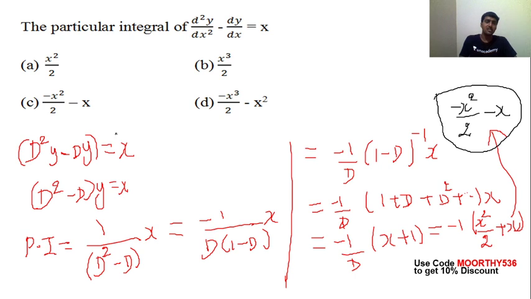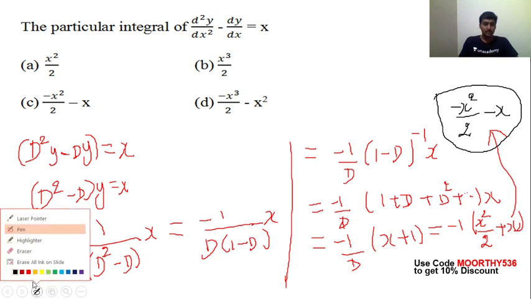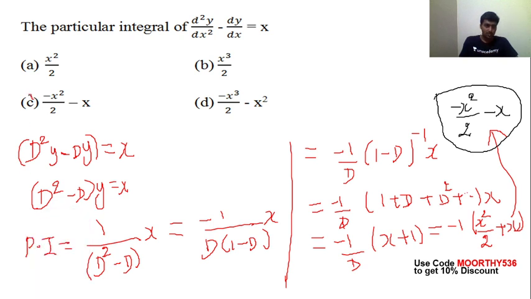So this is the answer for the given question. Here option C is the correct answer. We have option C the same as our answer. It's minus x square divided by 2 minus x. So this is the answer for the given question.